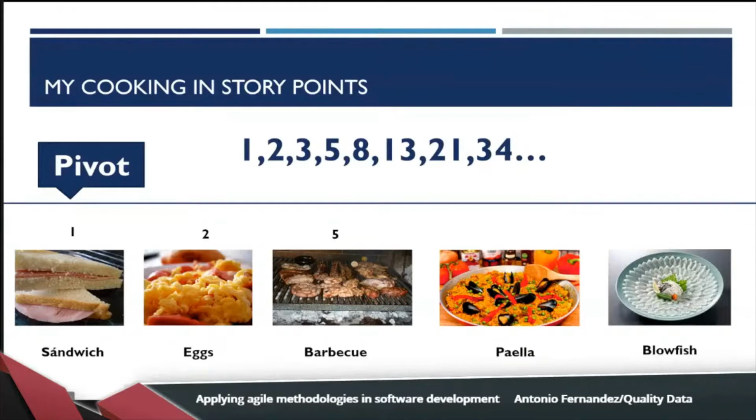Now, things are more complex. I have a paella. It's a traditional plate of Spain. And honestly, I have no idea how to prepare it. I just know that I need rice, seafood, and vegetables. I need to read recipes before beginning. And I probably need to try many times before obtaining a great paella. I have a high level of uncertainty and risk here. For this reason, I decided to put 13 story points.